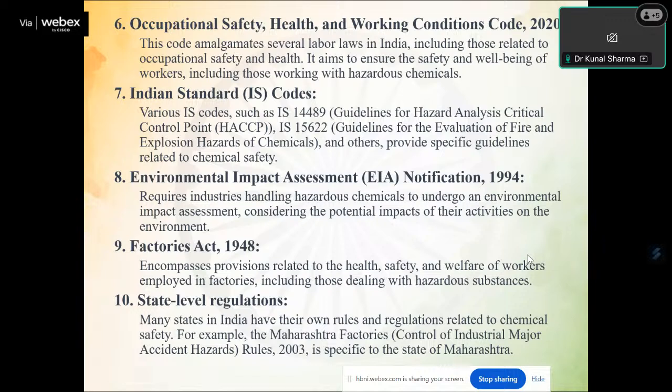So this act again is a big thing which has been used in India, and then there are certain state-level regulations. Many states of India have their own rules and regulations related to chemical safety. What we call state factory rules is basically called the Model Factory Rules in the central domain, but in states we have State Factory Rules. An example is the Maharashtra Factory Control of Industrial Major Accident Hazards, called MFCIMAH rules 2003, which is specific to the state of Maharashtra. It is only a guiding rule. We cannot say that it is being used as an act, but it is only used as a guiding document so that we can easily associate it.